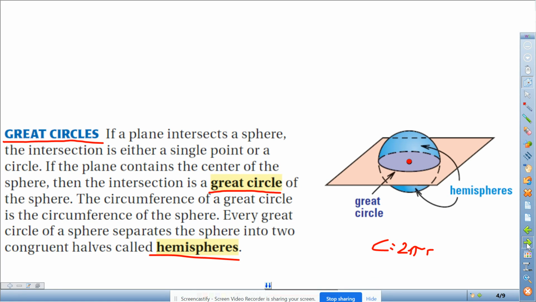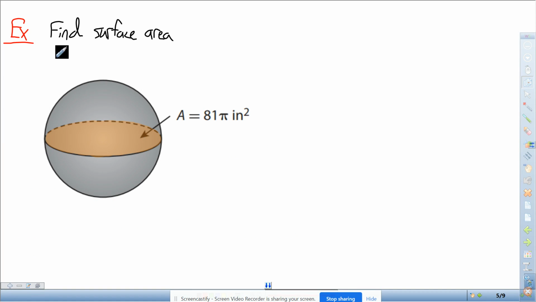Okay, so with that, let's try a problem here that is asking us to find the surface area, but instead of giving us the radius, this is giving us the area of the great circle. Okay, go ahead and copy this.